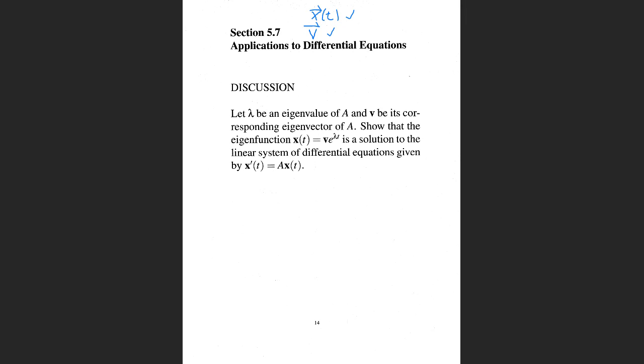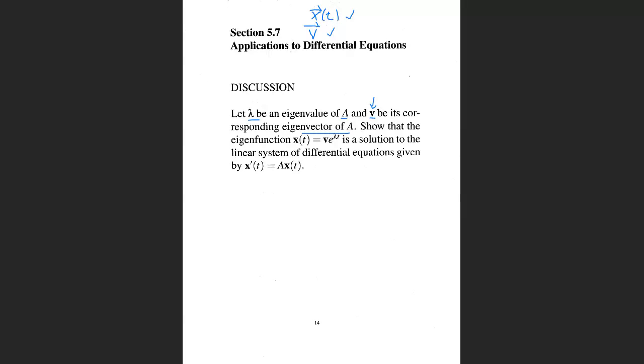Okay, so let's take a look here. We're going to let lambda be an eigenvalue of a matrix A, and we're going to let the vector v be its corresponding eigenvector of A. And remember, the eigenvector v has numbers in it. There's no variable t in the eigenvector v.